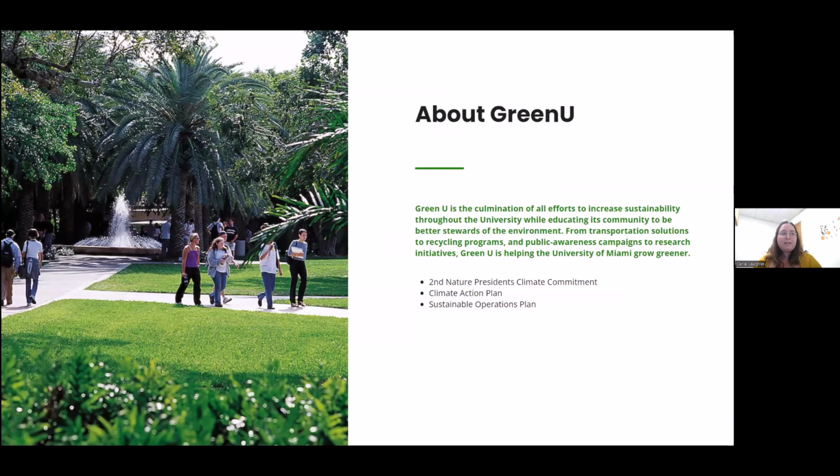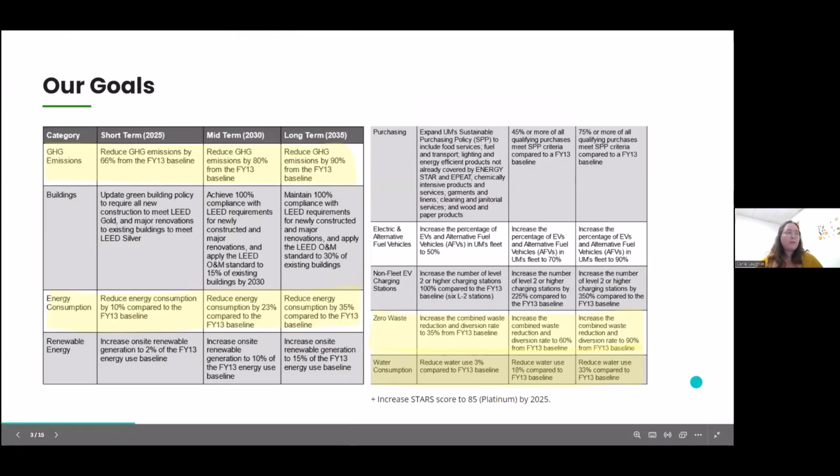Our office came together all the way back in 2005 when we signed a climate commitment with Second Nature, which is another sustainability organization. And then we began putting out these climate action plans and sustainable operations plans with these lofty sets of goals that had certain timelines included, certain metrics that we had to hit. But we didn't really have a great way of tracking those.